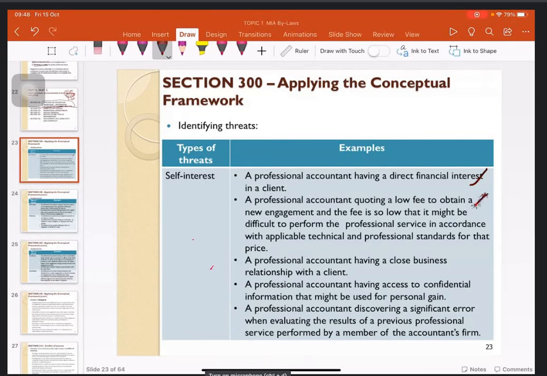Nombor dua adalah kalau you quote low audit fees. Okay, you bagi discount. Tak boleh ya. Okay, for the first 2 years, I bagi 20% discount. Third year, baru you bagi I full amount. It's not allowed. Okay. Ataupun you tahu, okay, klien tu, this company, dia dah ada auditor.